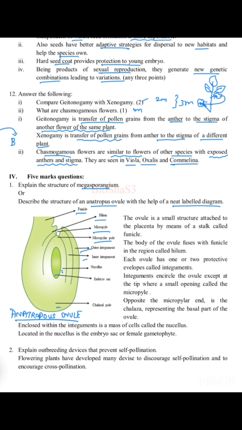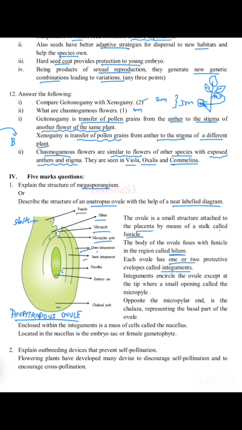The ovule is a small structure attached to the placenta by means of a stalk called a funicle. So this is a stalk-like structure, isn't it? So that is the funicle. The body of the ovule fuses with the funicle in the region called the hilum. So in this hilum, the funicle will be fusing with the body of the ovule.